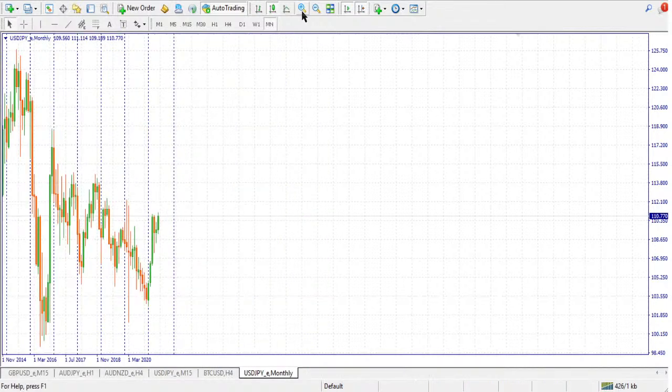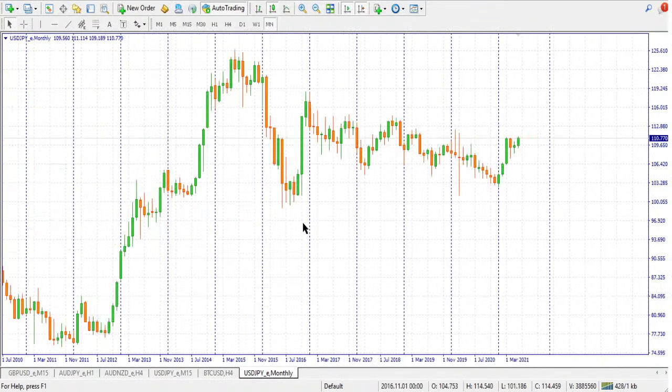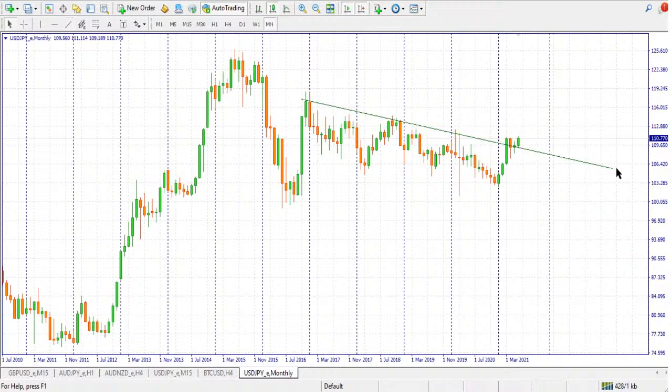The other symbol is USDJPY. So this is bullish. On this chart, we are upwards. I don't recommend a sell on this chart, especially during the coming week, month, sorry. We have a trend line there.